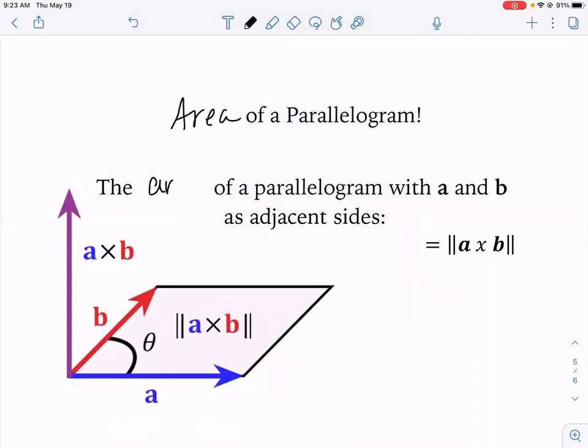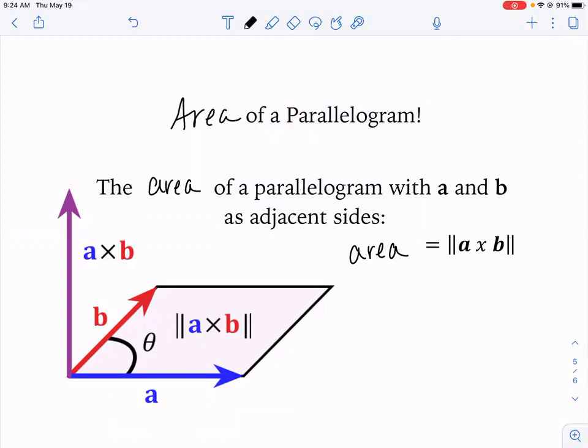The area of a parallelogram with adjacent sides, vector A and vector B. We can take the cross product, find its magnitude, and that is the area of our parallelogram in 3 dimensions. Right? That's pretty cool.